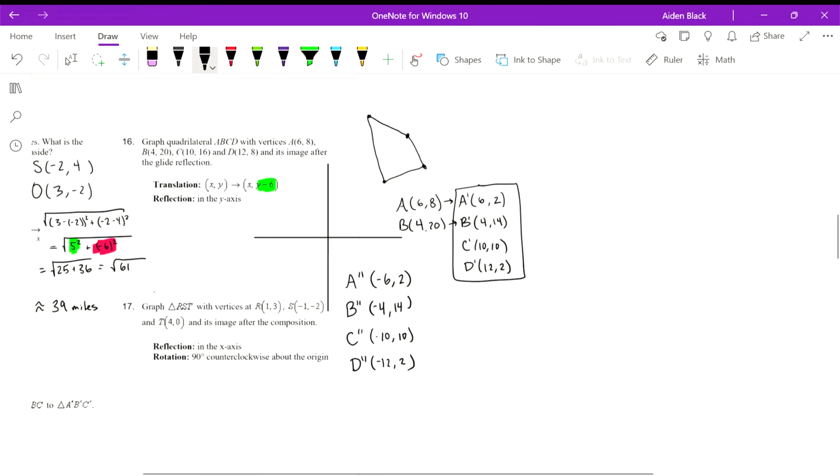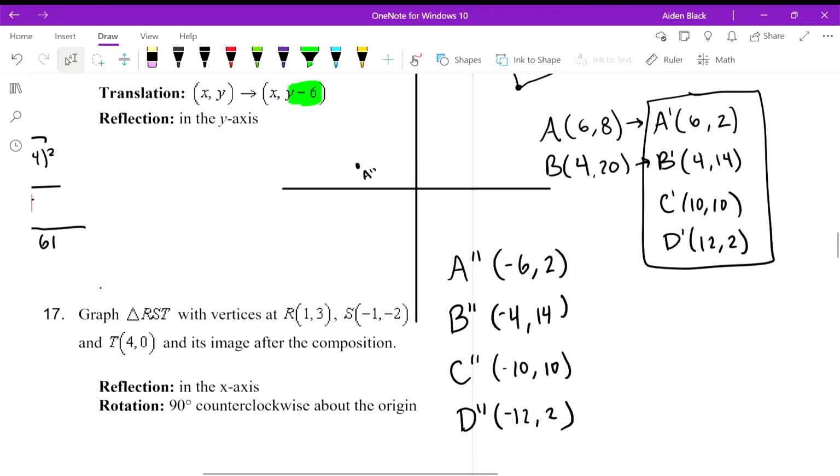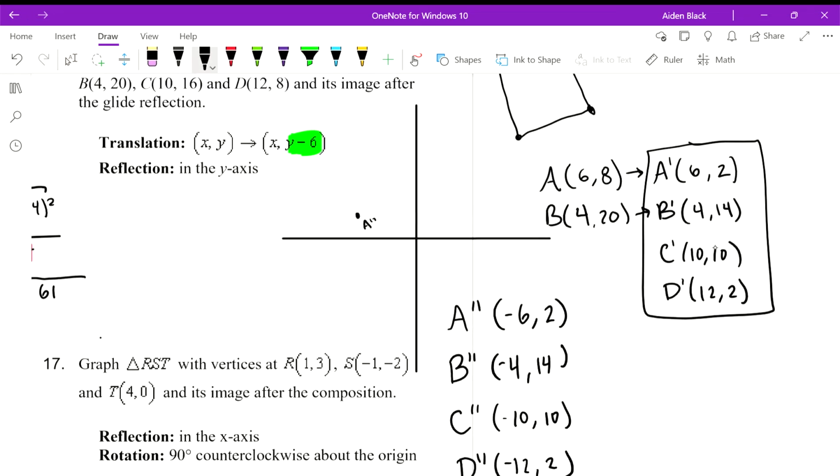Okay, now that this is all done, I'll just graph it, since that's what the question asks us to do. So negative 6, 2. That'll be our A double prime. B double prime is negative 4, 14. C double prime is negative 10, positive 10. And then D double prime is negative 12, 2. Did the best I could without a grid.